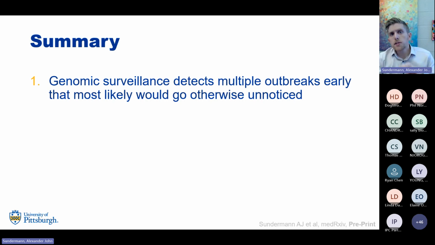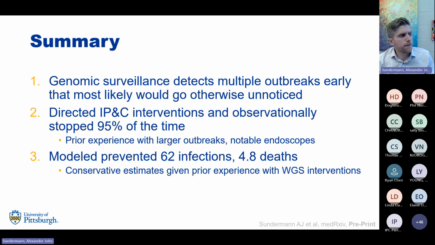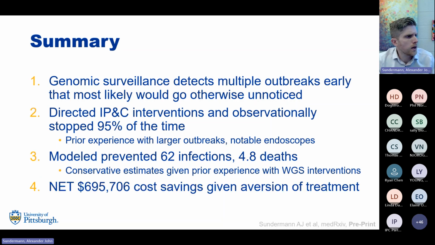So in summary, from this study, we've been able to show that genomic surveillance detects these outbreaks early that from our prior data most likely would have gone completely undetected. We're able to help direct our infection prevention department to make interventions and observationally stop these outbreaks 95% of the time. We modeled that we prevented multiple infections, possibly deaths as well. And we do think that these modeling estimates are conservative for a lot of reasons that we outline in more depth in the preprint. And we have net cost savings during these past 2 years of preventing these treatment costs, the cost of treating infections, versus the lower cost to sequence a single infection isolate.